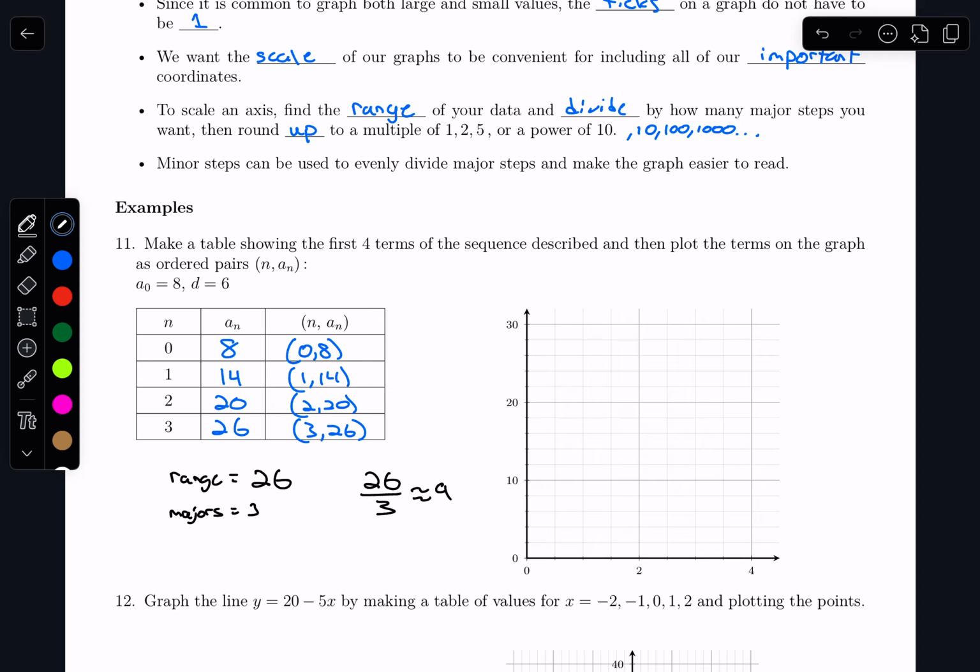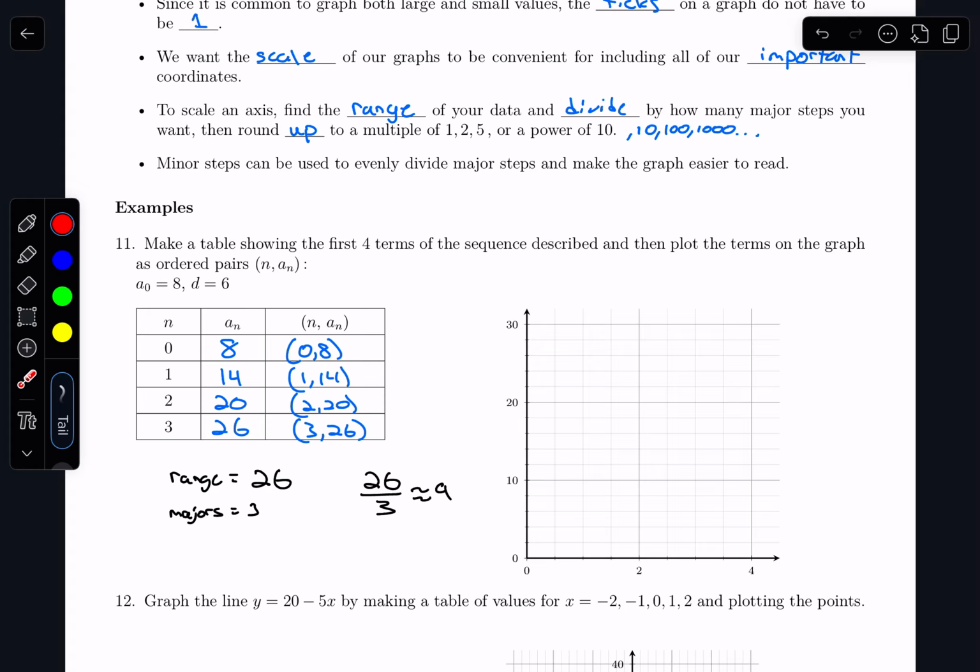Now, what our bullet point says is to round up to a multiple of 1, 2, 5, or a power of 10. If I choose to round up to a multiple of 1, that means that I would round this nowhere. I would just keep it at 9. Okay, and then if I do that, every major tick, instead of going up by 10 right here, it'll go up by 9 each time. So it'll be 9, 18, 27. That is okay. You can do that.